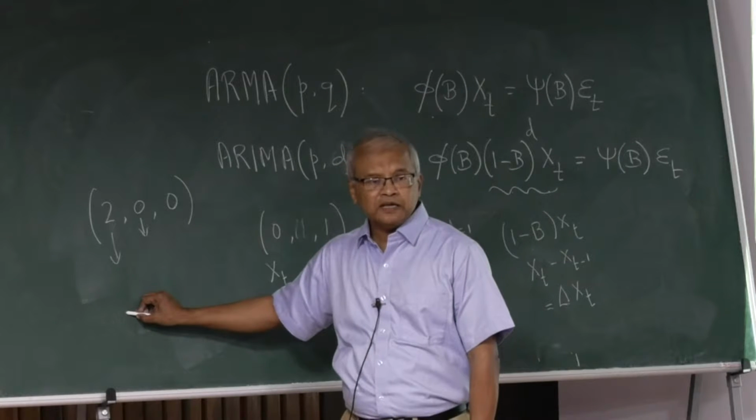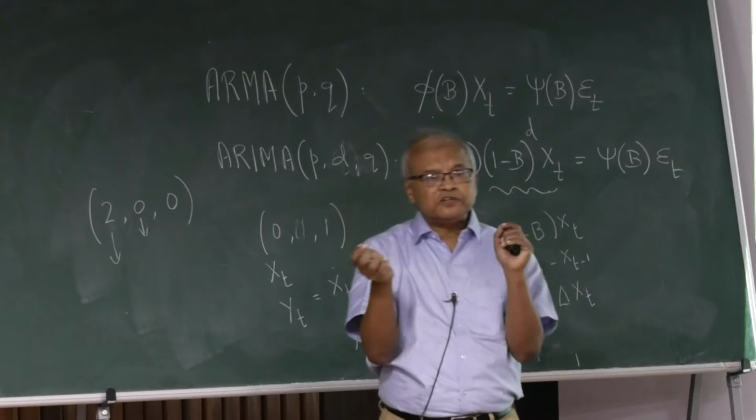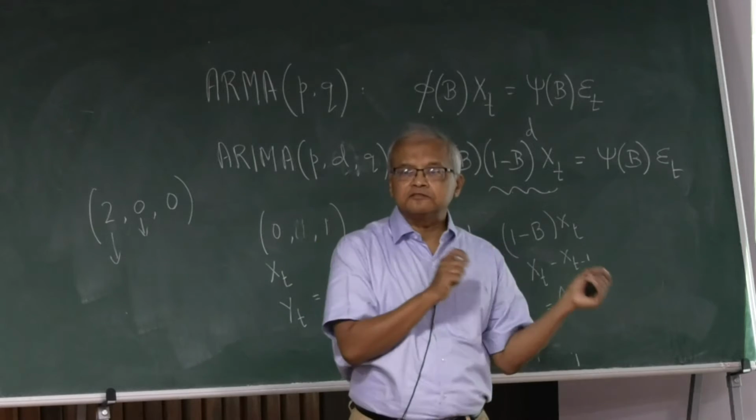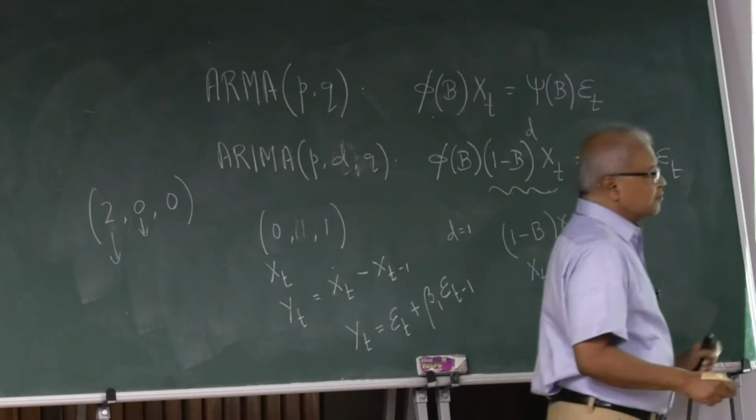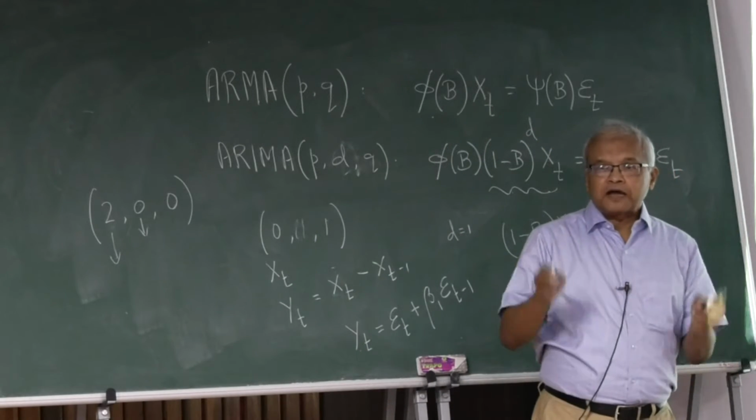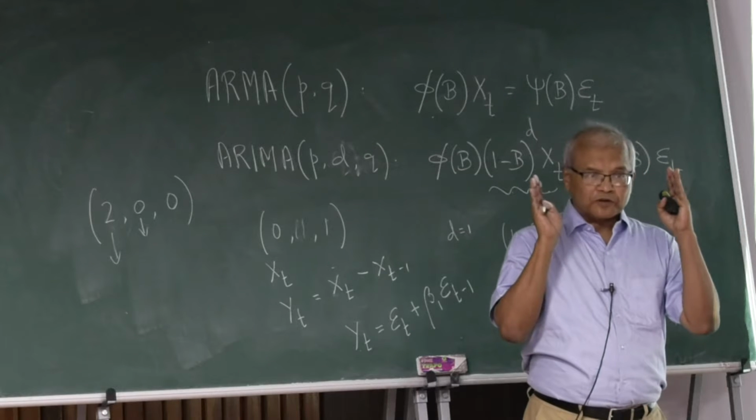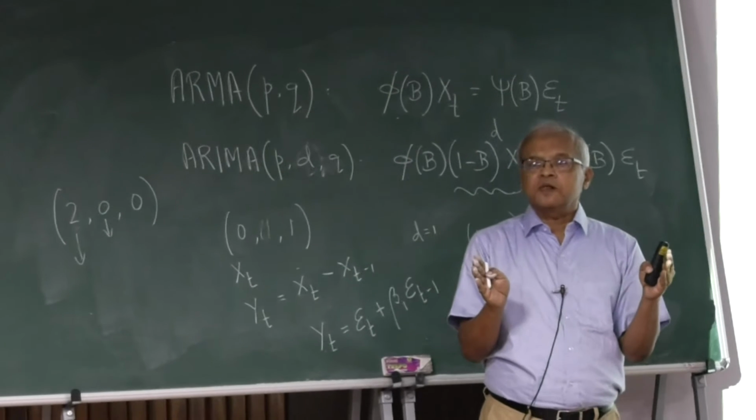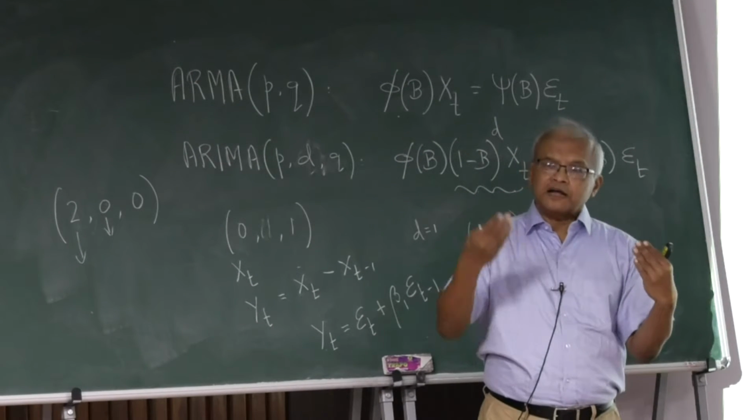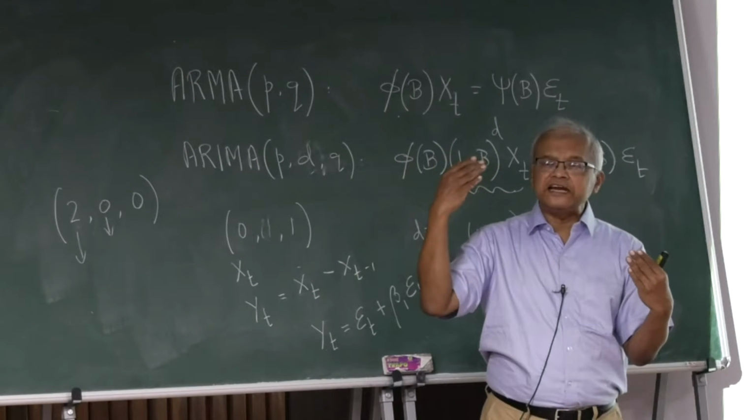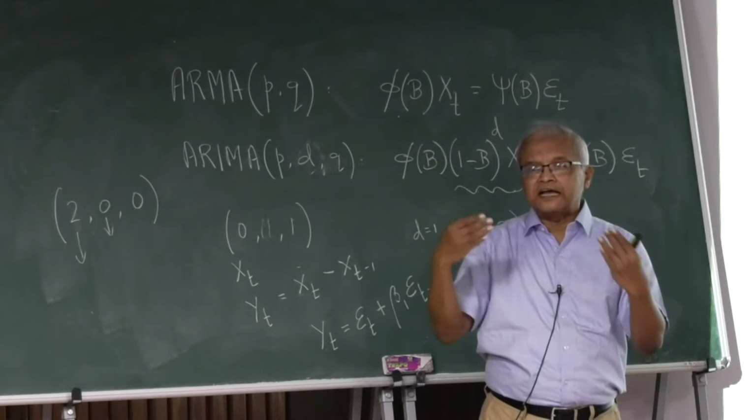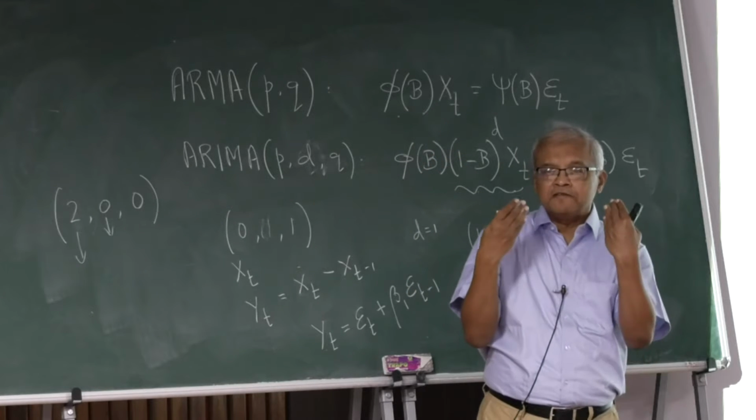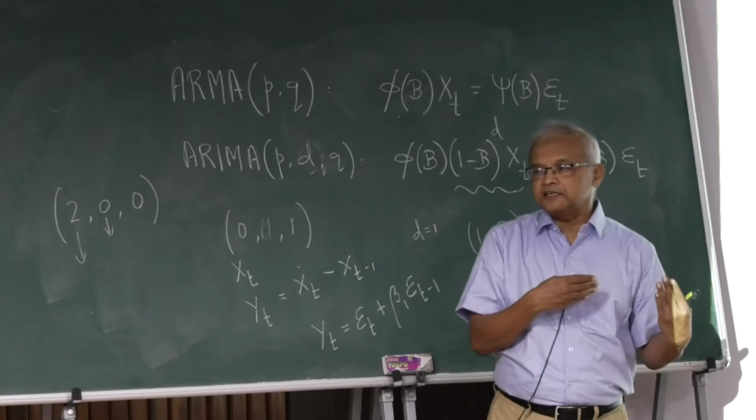Have you got this difference between the ARIMA process and the ARMA process? ARMA is on a stationary process. If you have a non-stationary process, you use the ARIMA: by integrating you get rid of the trend, and then you fit the ARMA. It's ARMA on an integrated process.